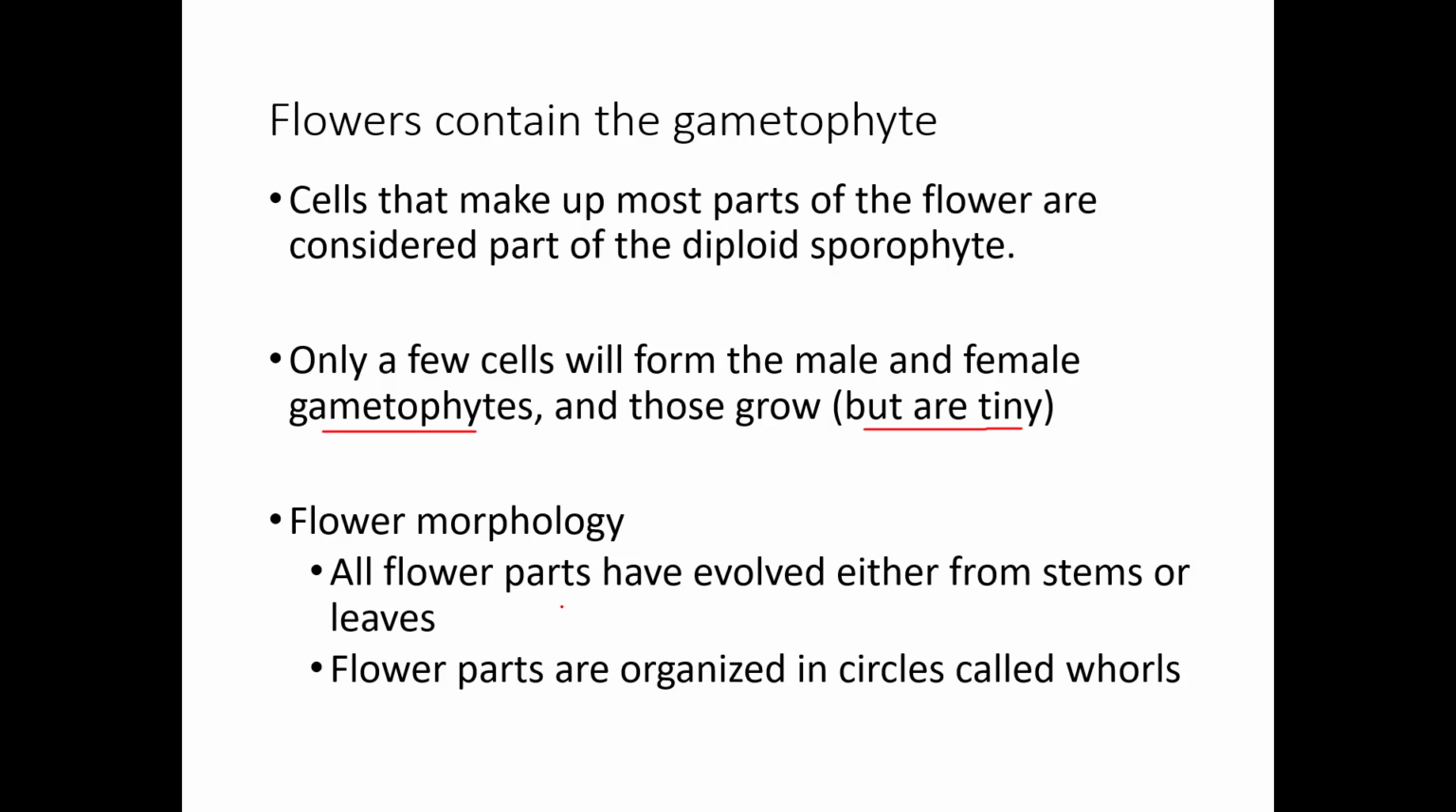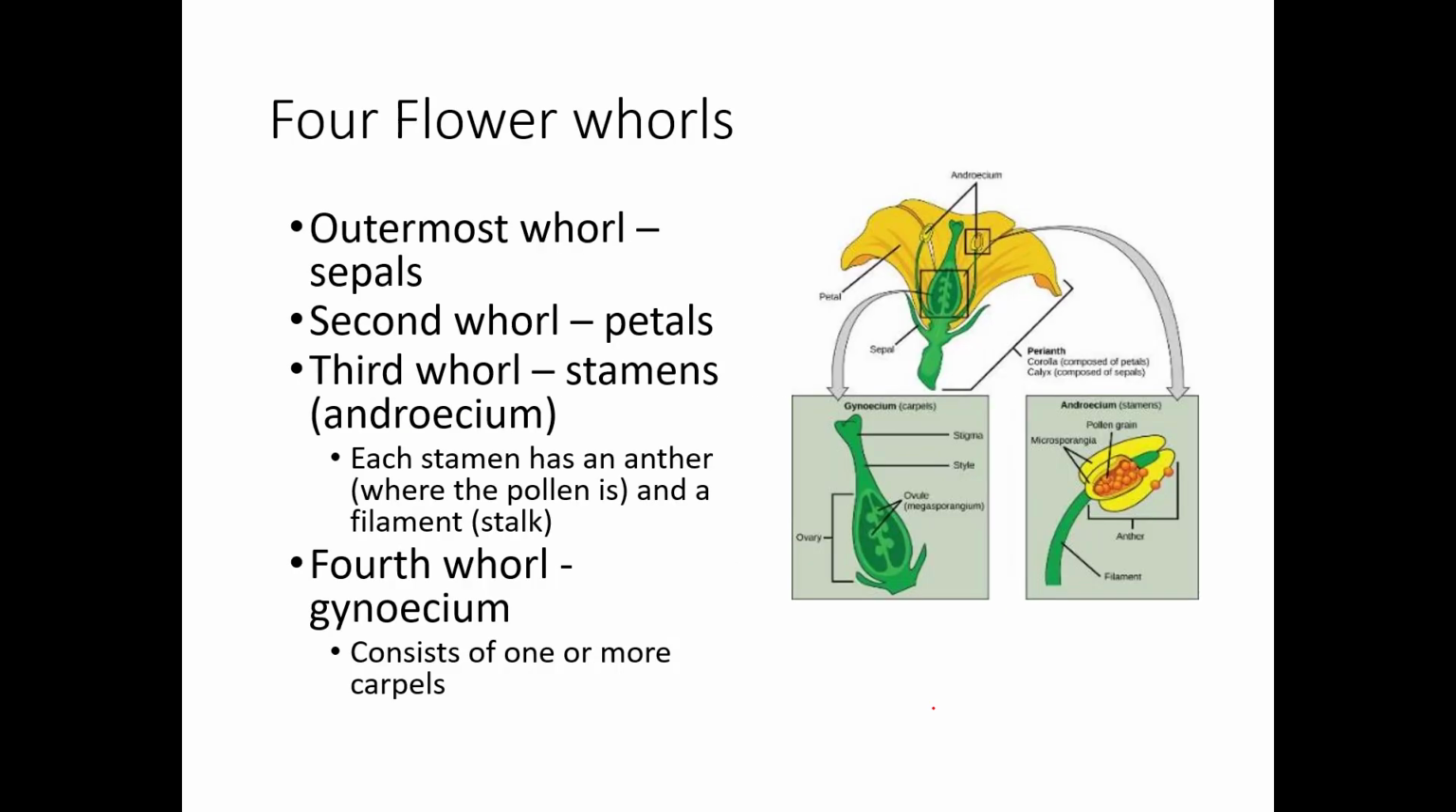All the parts of the flower evolved from stems or leaves. And so when you look at a petal, for example, that's really just a special leaf. When you look at some of the other structures, those are just special stems. But they have evolved and adapted to have additional functions for reproduction. The parts of a flower are organized in what we call whorls. So there's 4 whorls in any flower.